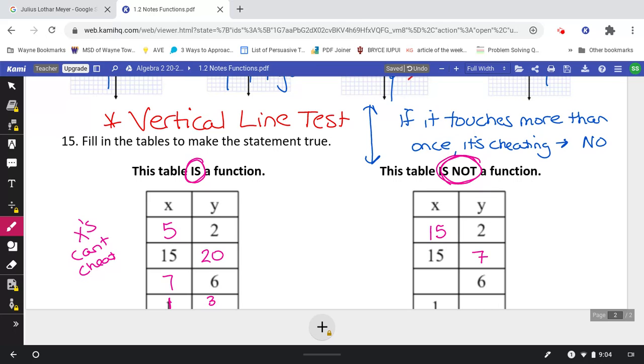Maybe you decided to make this into a 2. And then you decided to make, let's see, not a 2, that's not going to work. Maybe you decided to make that a 1 and a 6 and a 1 and a 10, right? So there's a couple different ways you can make that not a function. It's completely up to you, but just notice here you've got your x's that are cheating. Here all of your x's are behaving.